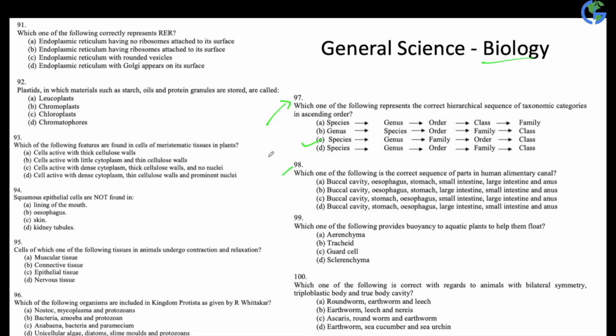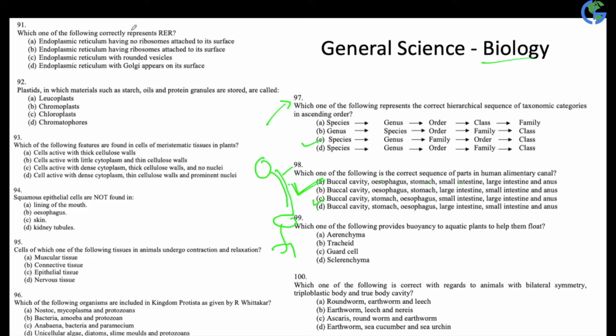So the food goes into the mouth, then it goes into the esophagus, then into the stomach, then the small intestine, then the large intestine. So here the answer will be C. First it will go to the buccal cavity, then the esophagus, then the stomach, then the small intestine, then last. So A will be the answer here. So the questions are very basic, but what you need is to brush up your knowledge.